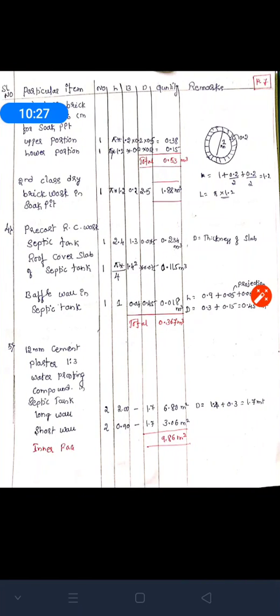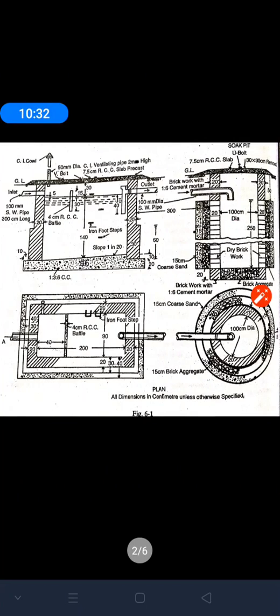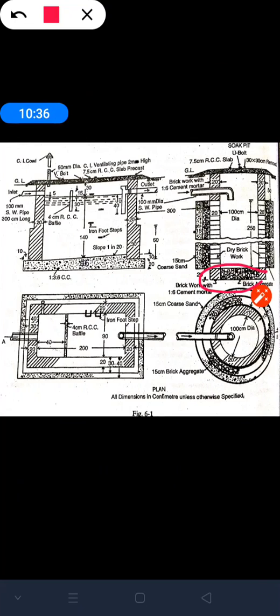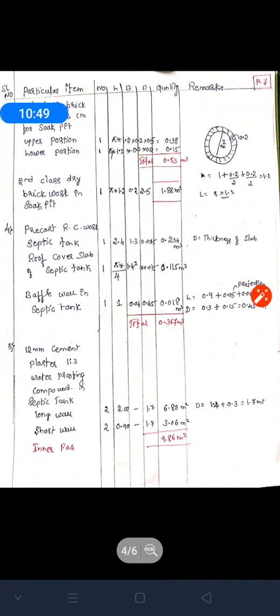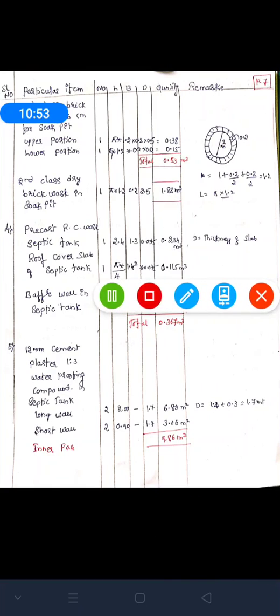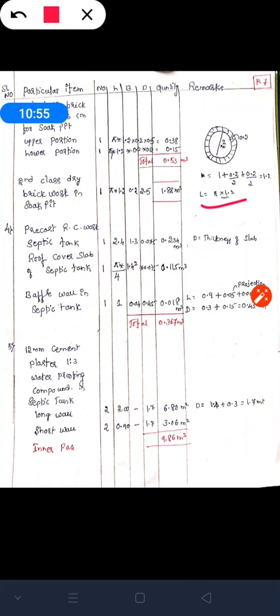Next, the lower portion of the soak pit. Lower portion means this portion here, guys. The wall will be considered here only, and here we should consider the circumference length. So diameter is 1 plus 0.2 plus 0.2 by 2, that is 1.2 meter. The same 1.2 meter we calculated in the length. That 1.2 is multiplied by pi, and we get the circumference length.